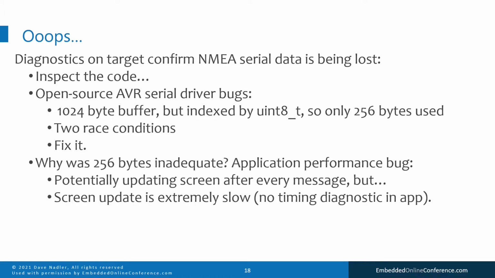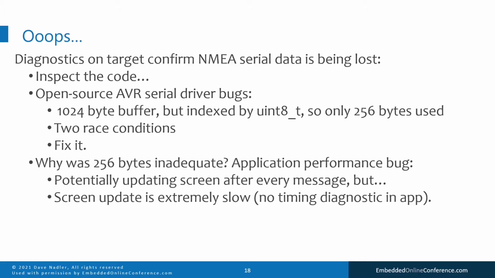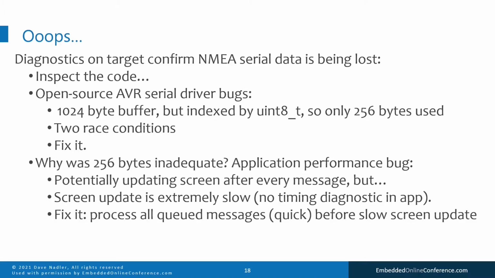But for a device like this, the screen update is extremely slow. It's not a very fast processor to begin with, and we're trying to update a very large number of pixels on this graphics screen in color. There was also no diagnostic timing in the application, and so there was no easy way to see that this was happening. Okay, fix it. So first, process all the queued messages, which is pretty quick compared to the screen update, and then do the screen update. And guess what? It doesn't overflow anymore.